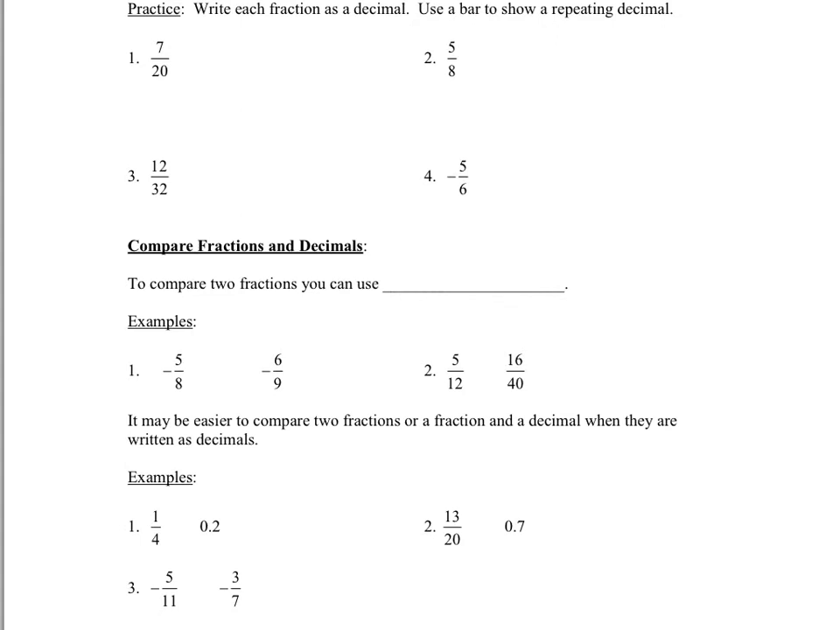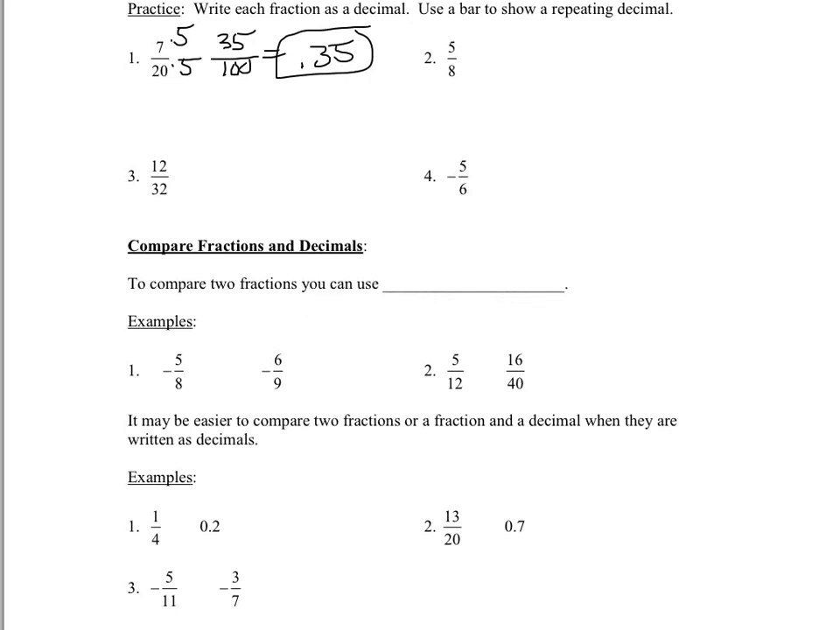Okay, hopefully everybody tried these on their own. Let's go over these so you can check your answers. Now the first one, 7/20, we can do equivalent fractions because I can do 20 times 5 to get 100, and then I'll have to do 7 times 5, which is 35. 35 over 100 is 35 hundredths.